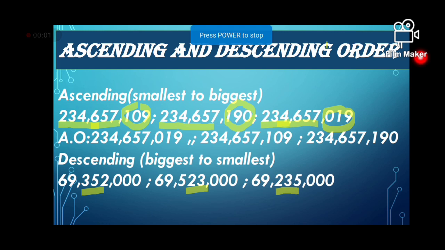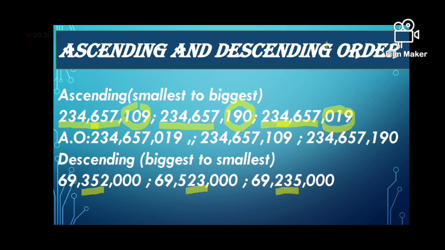Here the numbers. In these numbers, there is a difference in thousands period. 352,000, 523,000, 235,000. So which one is the biggest one? Obviously 523,000 is the biggest one, because rest of the numbers are same in three numbers.